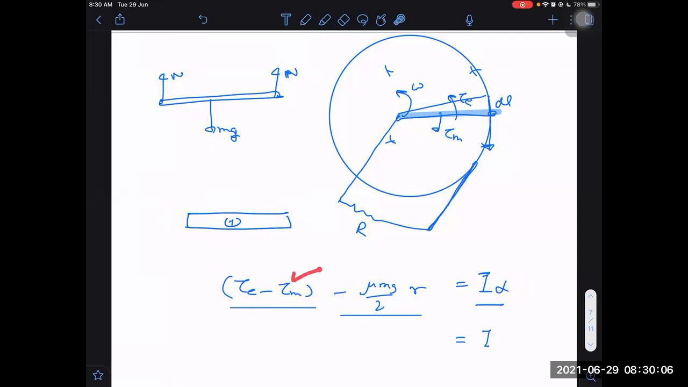Because in this case, I really need not the net magnetic torque. I really need only, it is the net magnetic torque also actually, because only this force is contributing towards magnetic torque. This is not contributing towards magnetic torque. But it is not the effect of the net magnetic force.